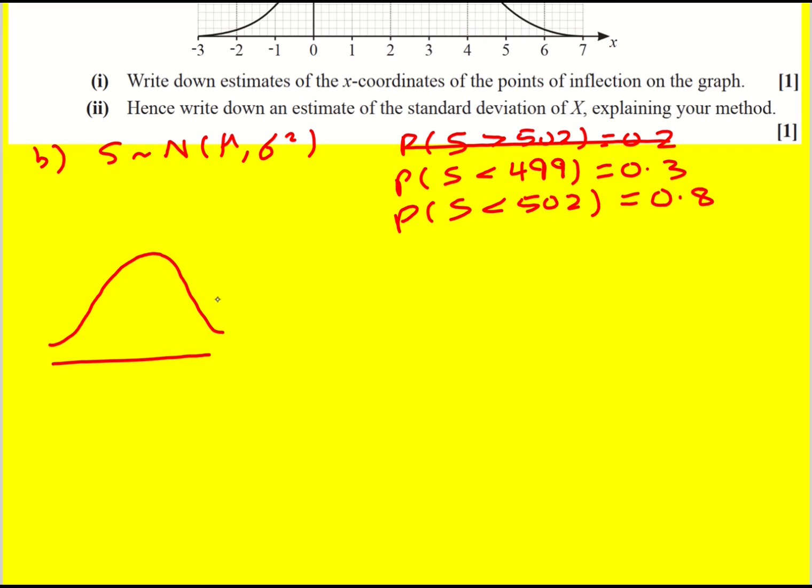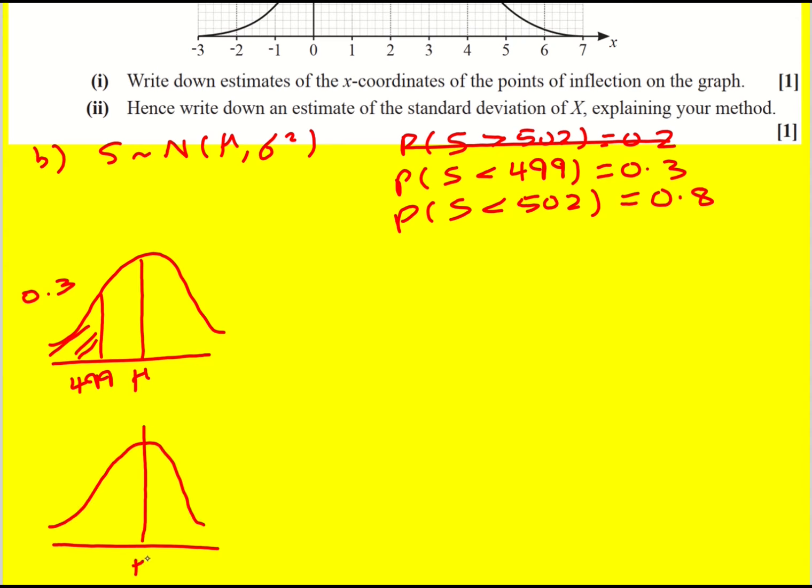Just going to sketch these out. So here's my distribution, mean mu. Less than 499 is going to be to the left, 0.3. And less than 502, so that's going to be to the right, 0.8. So I know the mean is going to be between 499 and 502 just from this diagram.